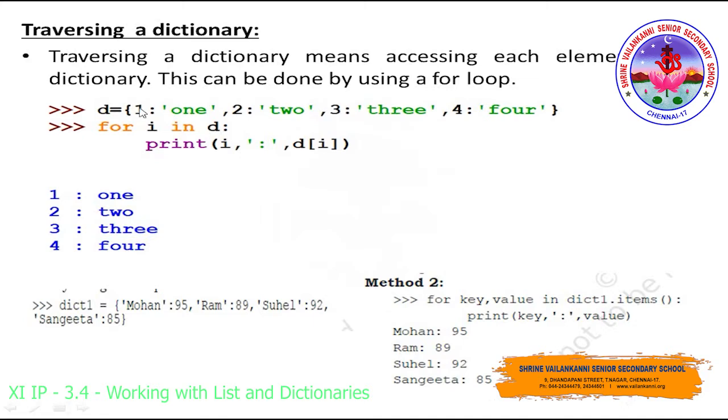So for i in d, it will traverse with the first data item. As the element is present, it will enter into the loop, and inside we have given a print statement. Print of i colon, which is a string, so it gets displayed as such. In the place of i, the key 1 will be displayed over here, followed by the colon, followed by d of i.